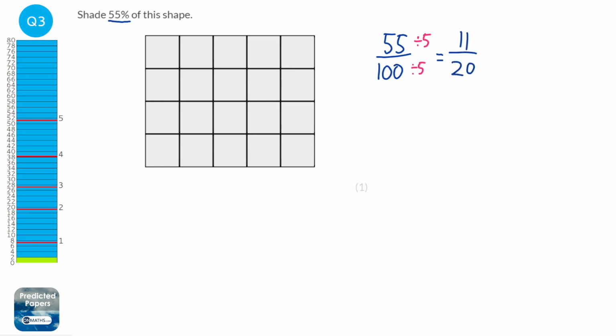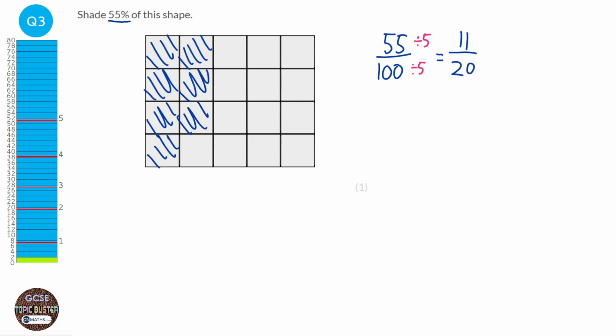Now in total there are 20 squares here because there's 5 across and 4 down. 5 times 4 is 20. And if there's 20 squares and we're looking to shade in 11 20ths, it's just going to be 11 squares. So 1, 2, 3, 4, 5, 6, 7, 8, 9, 10, 11.